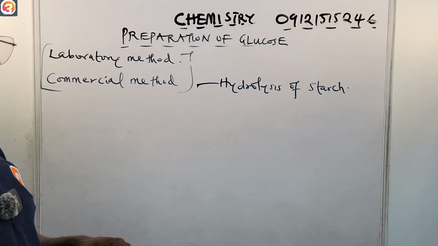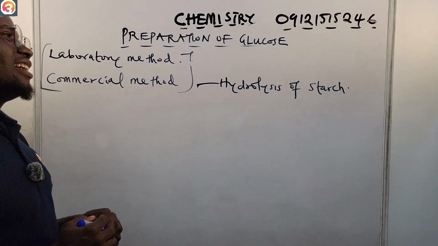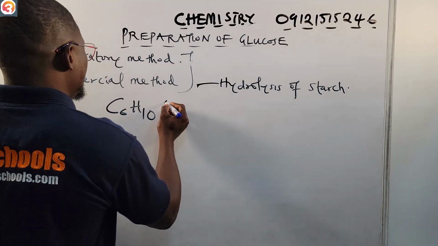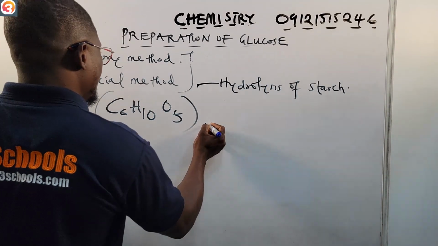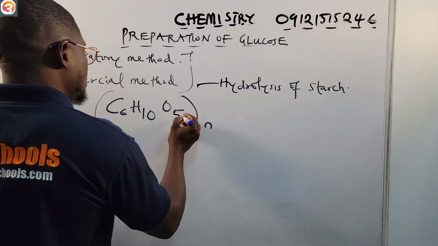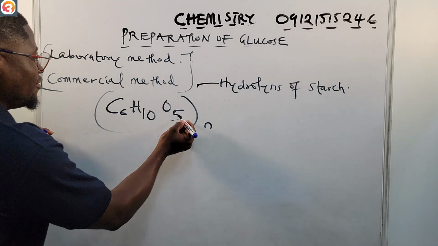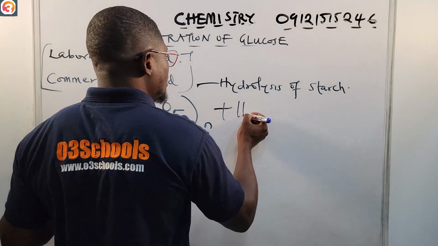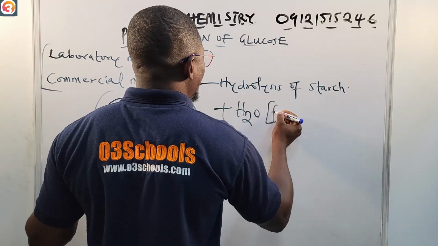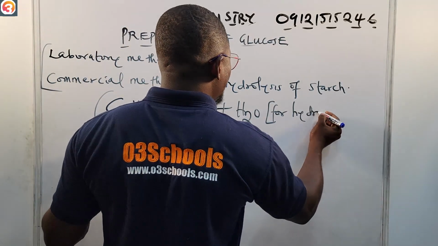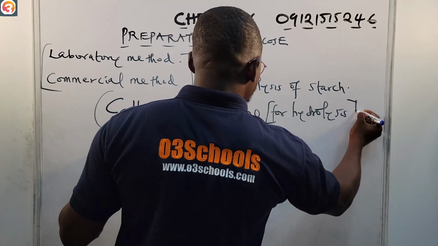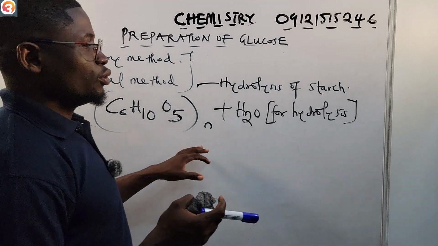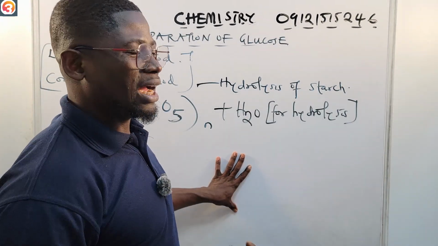Now, for hydrolysis of starch, the general formula for starch is C6H12O6. This is the general formula for starch. Once you perform hydrolysis, that is, splitting by means of water, this water is for the purpose of hydrolysis. So what will now be our product? Our product will be glucose.